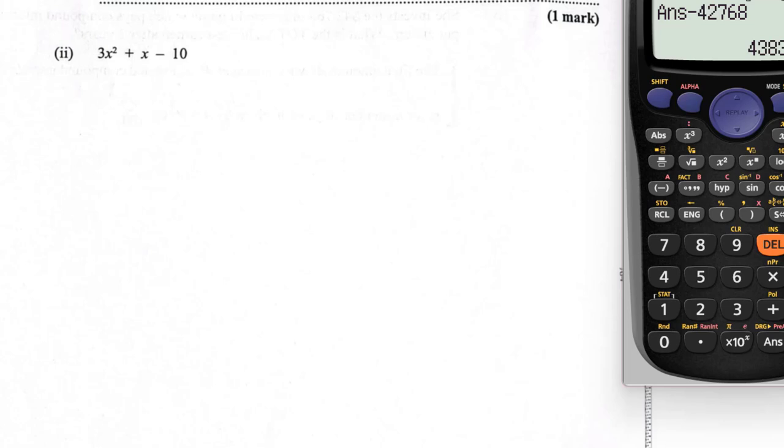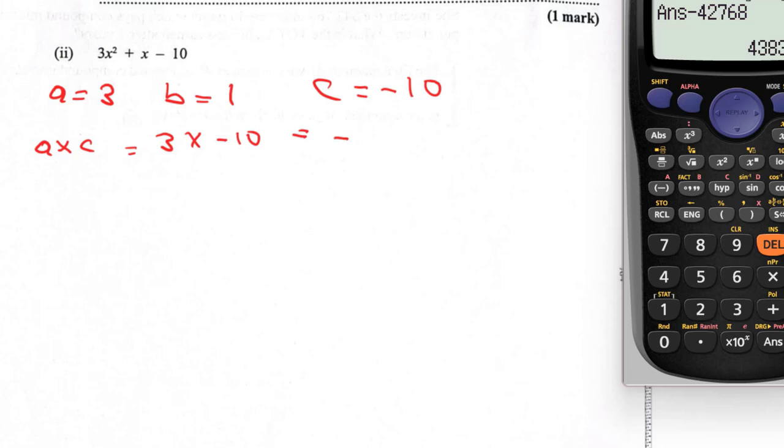It's saying 3x squared plus x minus 10. So this is a quadratic expression. So what we're going to find is A is equal to 3, B is equal to 1, and C is equal to minus 10. Now we need to find A times C, that's equal to 3 times minus 10, and that's going to give us minus 30. Now we need to find factors of minus 30 that, when we multiply them together, we get minus 30, and when we add them, we get B.